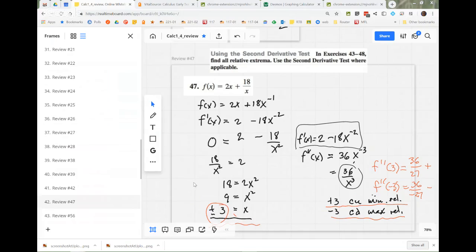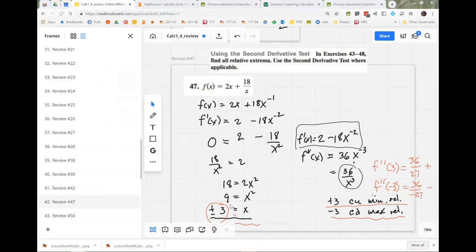Now, here's where the second derivative might come in. How do you know which of those is which? Of that plus 3, do we know if that's a high or a low, or what's going on there? And that's where the second derivative can help you out. So I just copied the first derivative over here up in this box, and then I took the second derivative, which is just positive 36x to the negative 3, rewritten as 36 over x cubed.